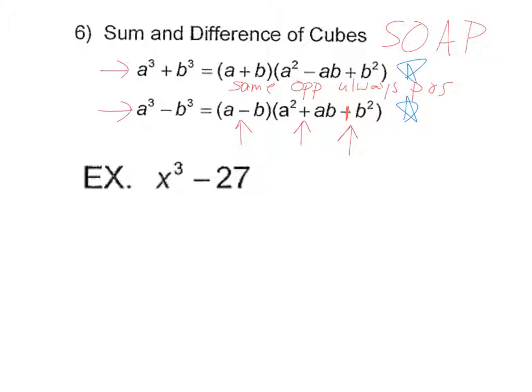So if I'm going to factor x cubed minus 27, the cube root of x cubed is just x, so that's where the a is in the formula. The cube root of 27 is 3, so that's like the b in the formula. So the first parentheses just has the a and the b. Then you square the a, you multiply them together, you square the b. Now my signs, same, opposite, always positive.